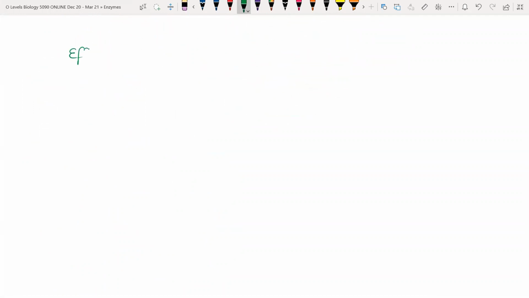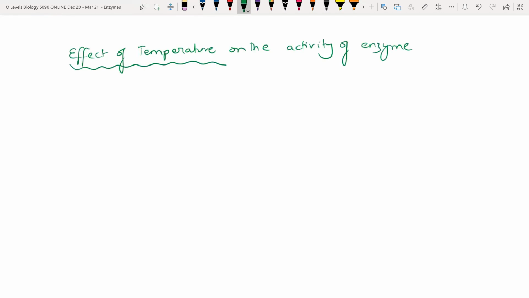So effect of temperature on the activity of enzyme action. Okay. Now, again, there is some understanding that is required here, a pre-understanding, if you like, as a context.